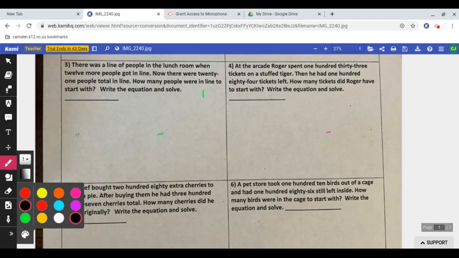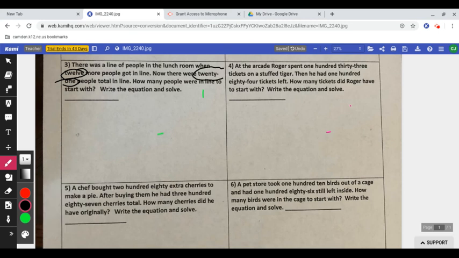So I need to circle my key numbers, which are 12 and 21. Be careful, 21 is broken up between 2 lines. Then I need to underline my question, how many people were in line to start with. And I need to box in my action word, which is total. And total says, hey, Miss Connie, you need to add.